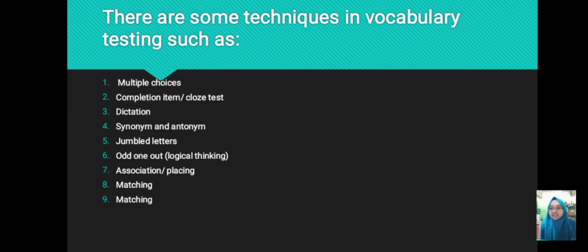There are some techniques in vocabulary testing, such as number one, multiple choice. Number two, completing item or cloze test. Number three, dictation. The next, synonym and antonym, jumbled letters, odd one out or logical thinking, association or placing. The last, matching.